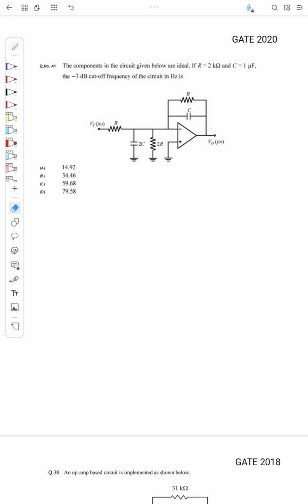Hi all, welcome to the lecture series on solving previous year questions from GATE ECE, and we were solving the op-amp related questions from the subject analog circuits. Yeah, so let us start.